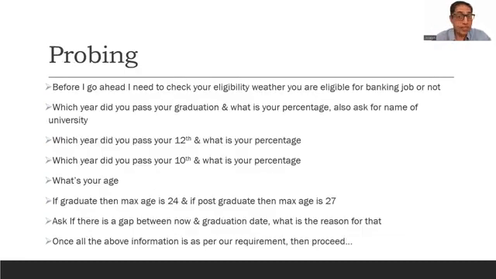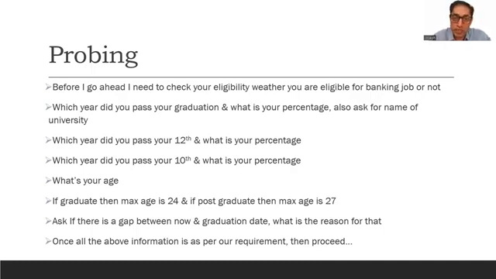Second, if Simran says yes, then the next step is to say, "Simran, before I go ahead, I need to get some information, because the most important thing is to understand whether you are eligible for this program or not. So let me get some information and then I will continue."